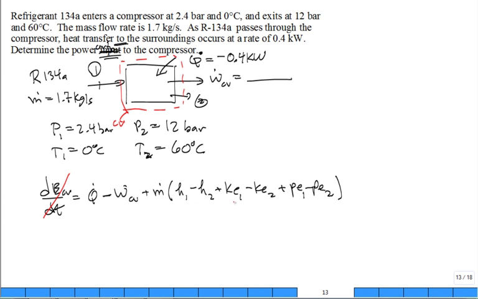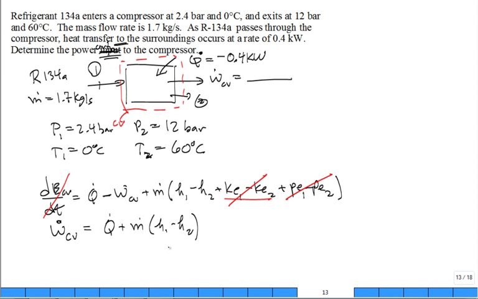What about changes in kinetic energy? Is there any information given to me in the problem statement to help me calculate the change in kinetic energy? No, and it's assumed to be negligible. What about the change in potential energy? Same logic, nothing given about elevations. You'd assume it's negligible. So what we find is I'm looking to calculate W dot CV. It's equal to Q dot plus m dot times h1 minus h2. True?